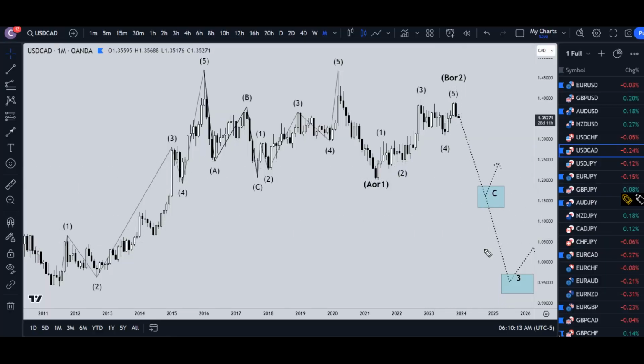Today is Friday, December 1st, and I'm going to be analyzing the US dollar Canadian starting on the monthly, working my way down to the 1 hour for the full top down analysis.